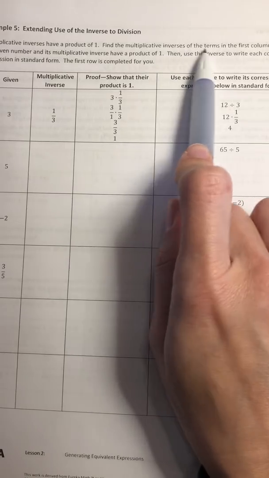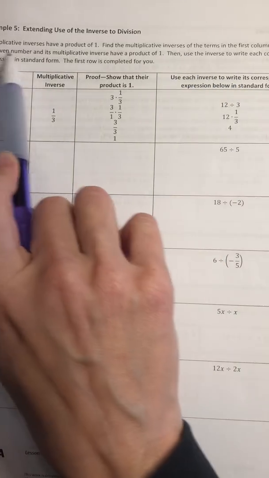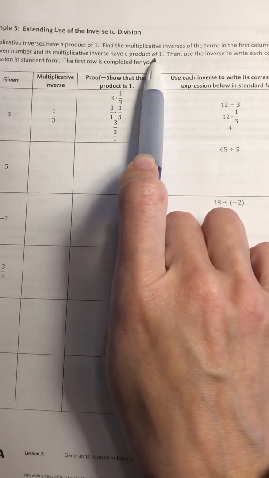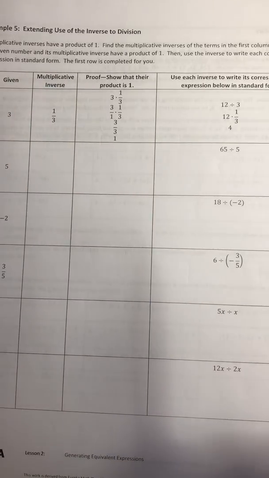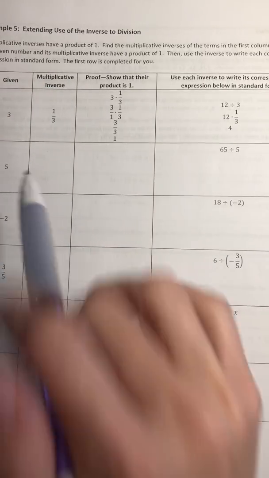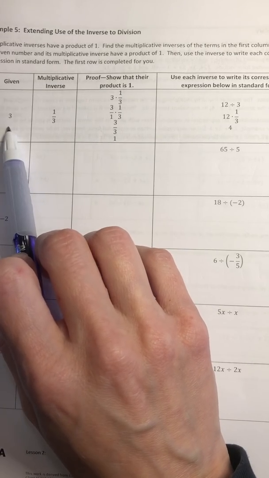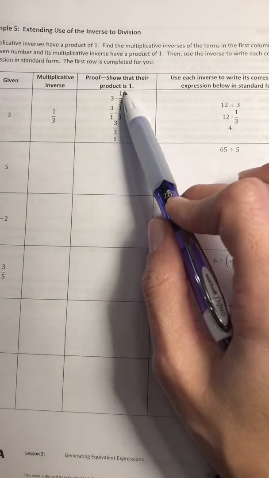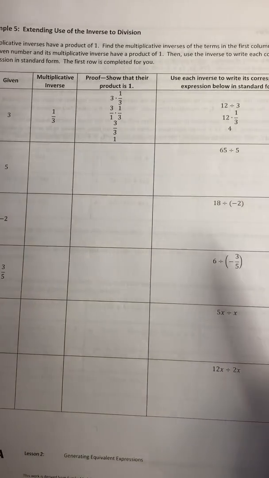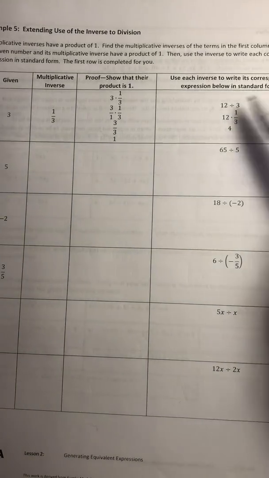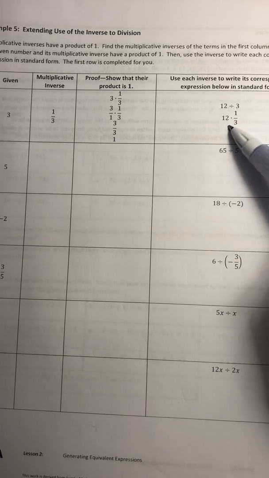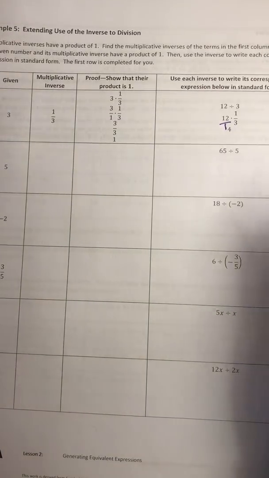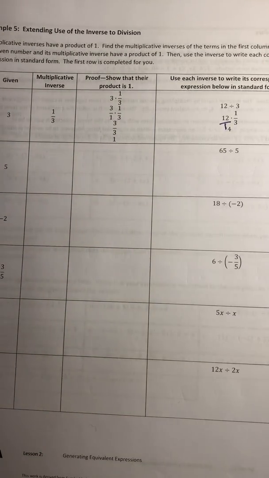Find the multiplicative inverse of the terms in the first column. Show that the given number and its multiplicative inverse have a product of 1. Then use the inverse to write each corresponding expression in standard form. The first row is completed for you. So they took 3, which you would multiply by 3 to get 1, is its reciprocal. So flip it over, we get 1 over 3. Here's proof that it gives me 1 because I multiply straight across. And then that allows me to see that dividing by 3 is the same thing as multiplying by 1/3. And if you put your whole number over 1, multiply straight across, it would simplify to 4.